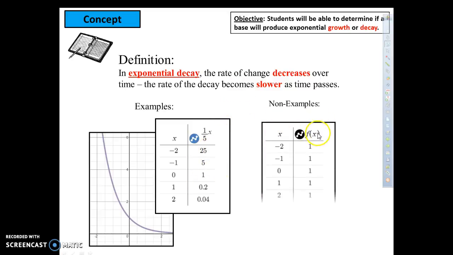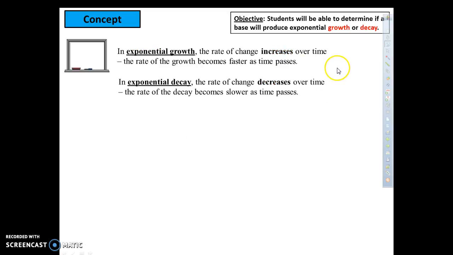A non-example would again be if my outputs are constant. My outputs, I only have 1, 1, 1, 1. These are all exponential decay functions where we're going to be decreasing. Okay, this is a constant function.